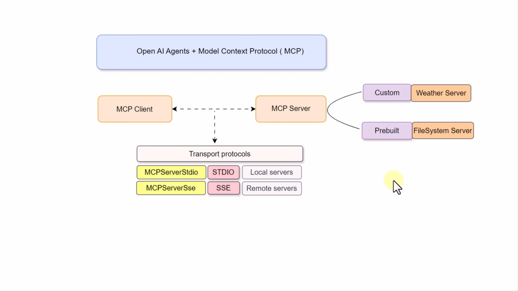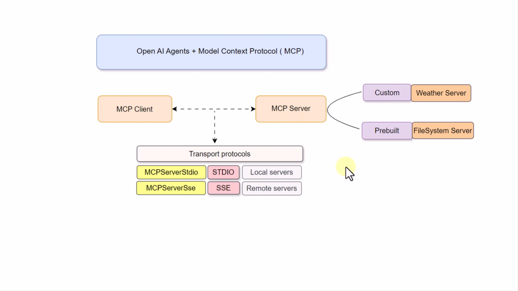In this video, we are going to cover how to work with Model Context Protocol, or MCP, with OpenAI agents. At a very high level, MCP has three main components. First is the MCP server, then we have the MCP client, and then we have transport protocols, which are going to help in communication between the MCP client and MCP server.